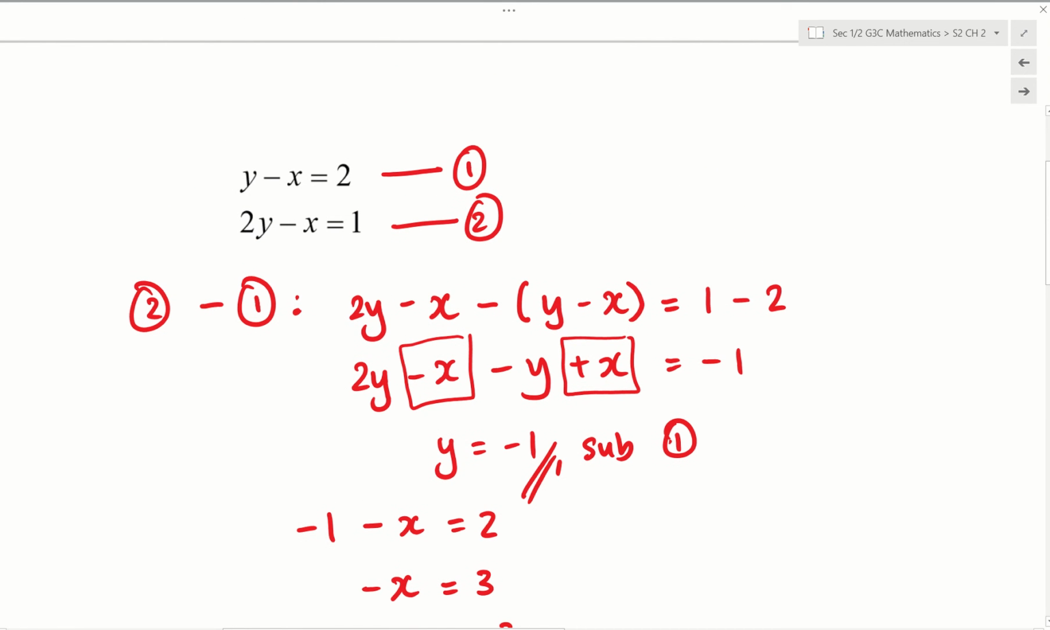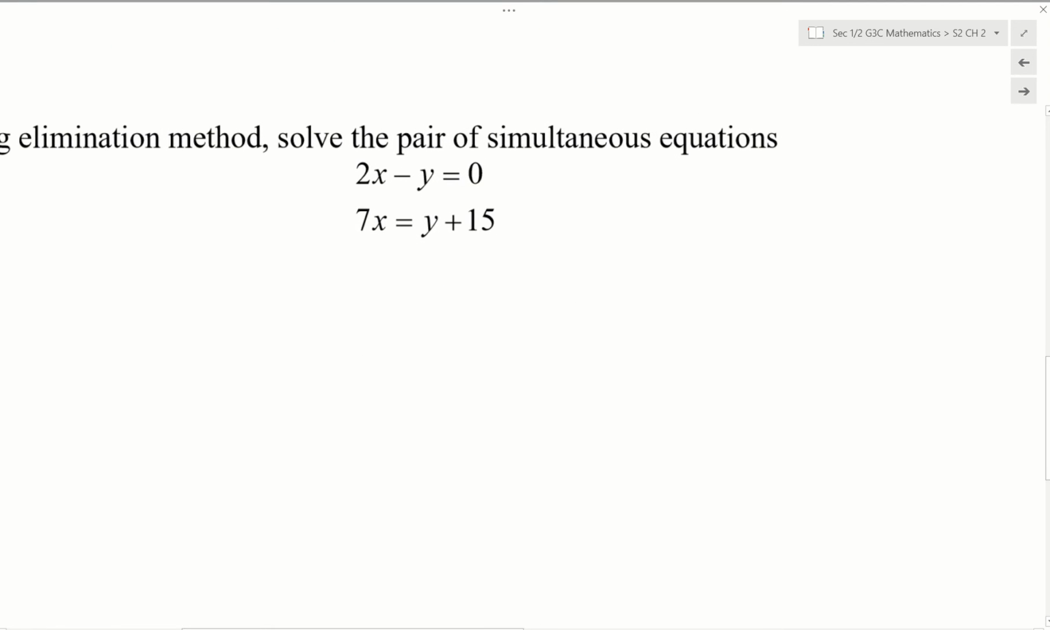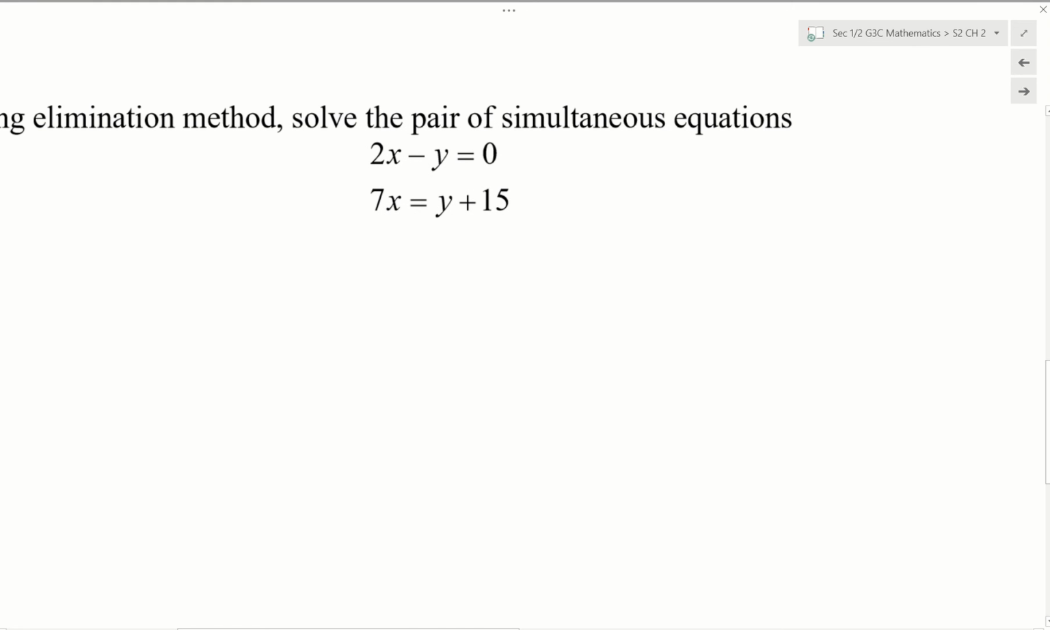So in this case, whenever you see that we have the same variable with the same coefficient, you just do the subtraction. Whether it is both positive or both negative, just do the subtraction. Then we take a look at this example over here. 2x minus y equals 0. That's our first equation. And this is our second equation.